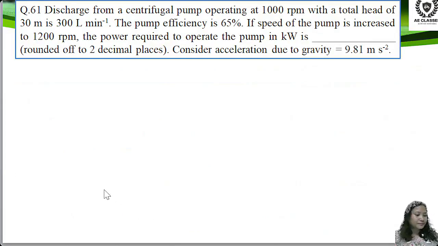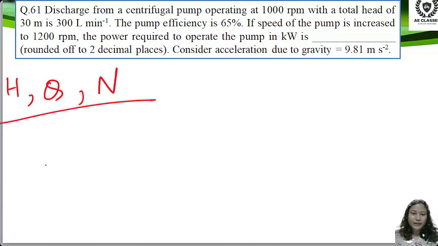You can see on the screen the question is given: discharge from a centrifugal pump operating at an RPM of 1000 with a total head of 30 meter is varied. Now you see, this is a very easy question. Again you have to remember the relation between the head, discharge, and RPM.